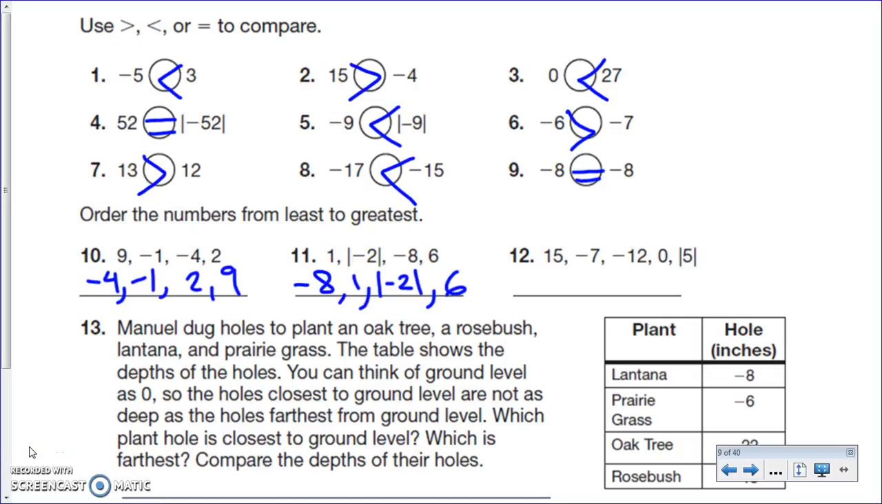For 12, we have 15, -7, -12, 0, and the absolute value of 5. Well, we know -12 is going to be furthest to the left, and then -7. Then on our number line, we're going to find 0, the absolute value of 5, and then 15.